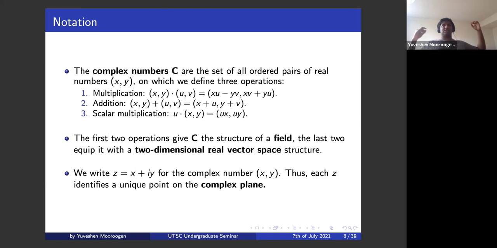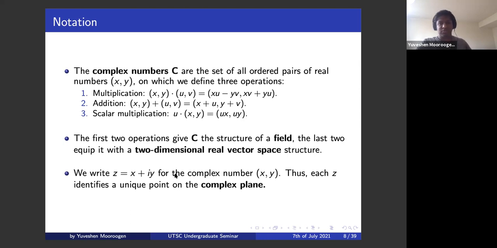Before we continue this discussion and try to solve that problem, I want to talk a little bit about notation. So for me, the complex numbers, which I'm going to write as C, is the collection of all the ordered pairs of real numbers x, comma, y, on which I define the usual operations of multiplication, of addition, and of scalar multiplication. Something you might already know is that the first 2 of these operations make the complex numbers into a field, and the last 2 make it into a 2-dimensional real vector space. This 2-dimensional real vector space structure is the reason why I can picture it as a plane, essentially.